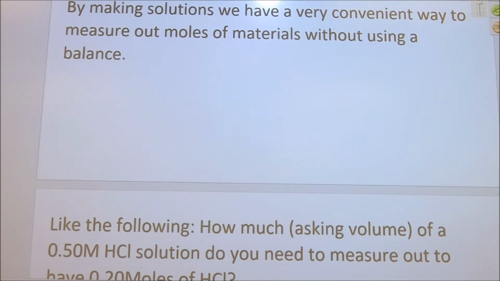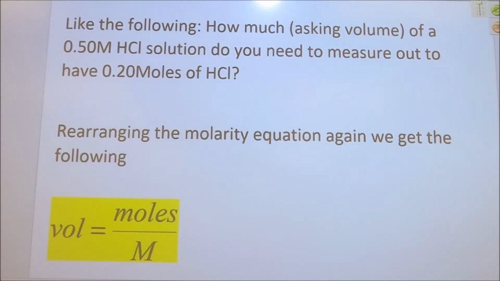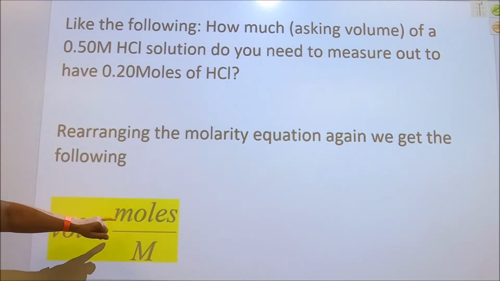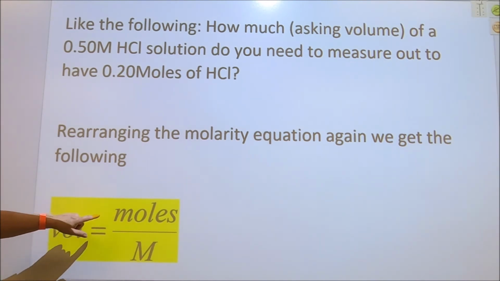We might face a question like the following. This is very, very common. How much of a 0.50 molar HCl solution do you need to measure out to have 0.2 moles of HCl? Well, rearranging the molarity equation again, notice this time we're given molarity and we're given moles and we're asked volume. So rearranging the molarity equation, we get volume is equal to moles divided by molarity.